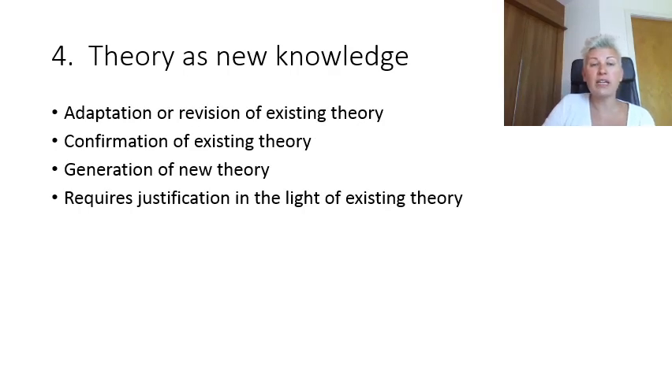And so the fourth way in which theory might have a place in your dissertation is that it may manifest as new knowledge. And that new knowledge could be your adaptation or revision of an existing theory. It may be that over the course of your final research project, you may identify that a particular theory has lots of explanatory power, but stops short of explaining everything that you've found. So you may propose an adaptation, a change or a revision to an existing theory in order to explain new findings.